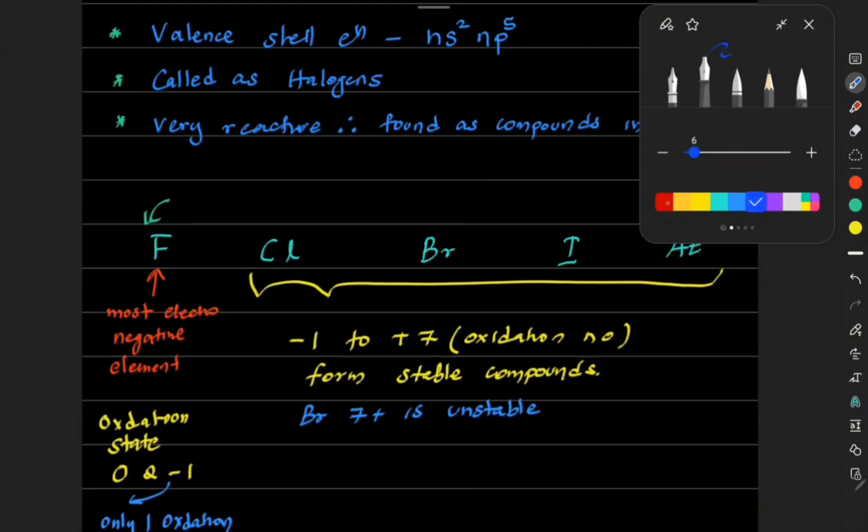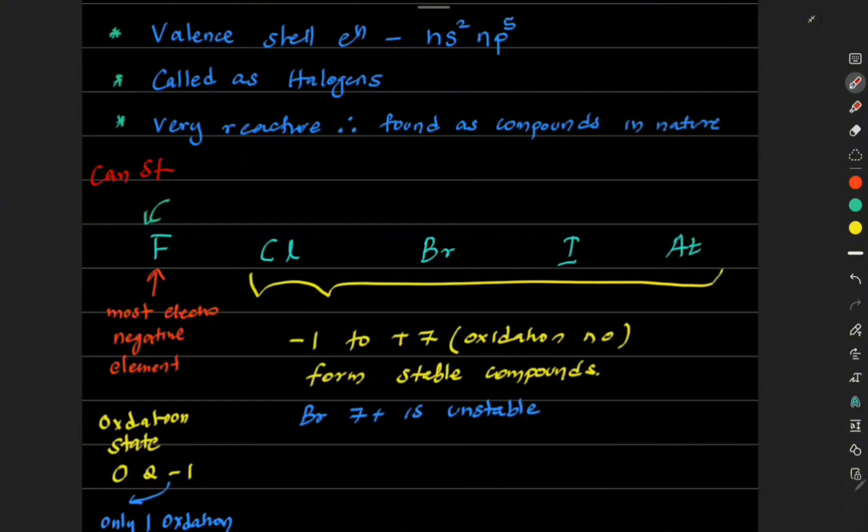Let's write it down. Fluorine can stabilize higher oxidation states of other elements.